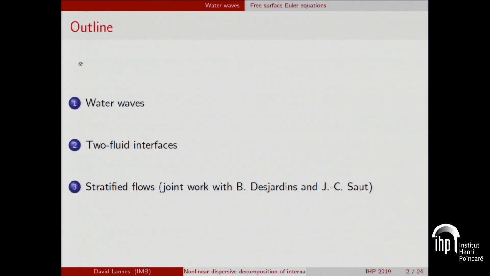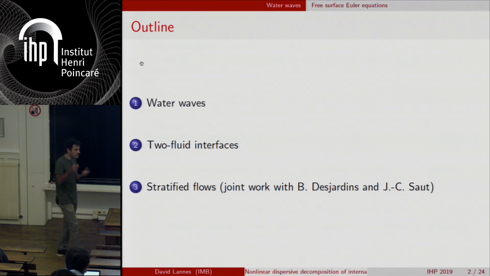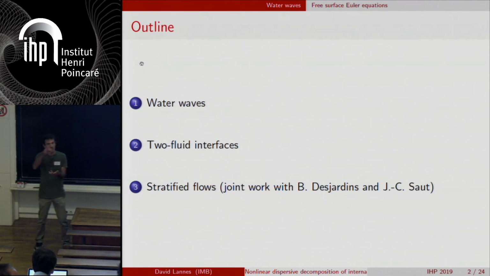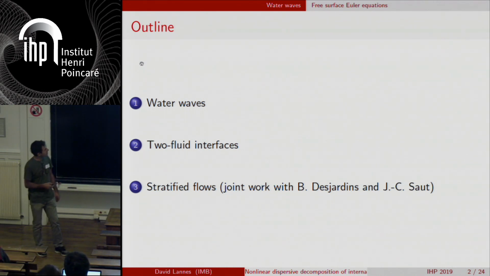And so the outline will be the following. First, I will recall some basic facts about the case where you just have one wave, which are surface waves or water waves. And then I will describe what you can do when you have two fluids. So it's an interface between two fluids. And in the last part of the talk, which will be the main one, what happens when you don't have two fluids, when you have a continuous stratification in the density of the water in the ocean, and how you describe propagation of waves in this framework.